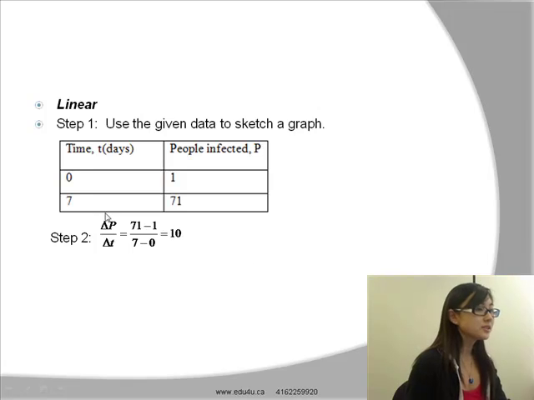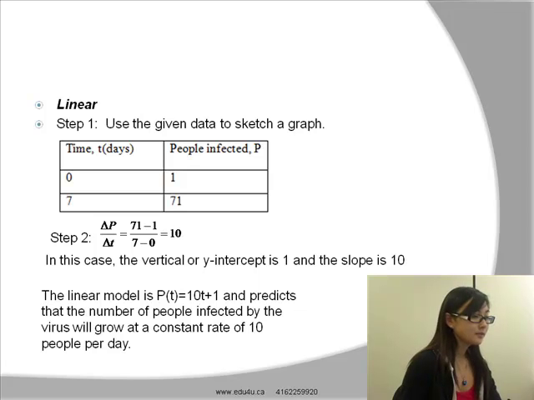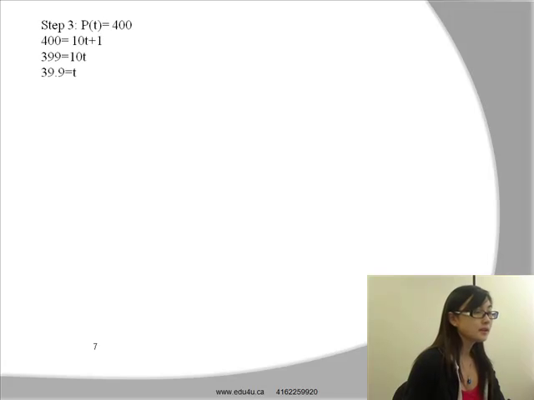We can solve like we solved in related rates, in which we have delta P, which is the number of people who got infected, divided by delta T, which is the time elapsed in days. So that would be 71 minus 1 over 7 minus 0, that would be 10. So in this case, the y-intercept will be 1 and the slope is 10. The final equation would be P(t) equals 10t plus 1. It predicts that the number of people infected by the virus will grow at a constant rate, because it is a linear function, of 10 people per day.